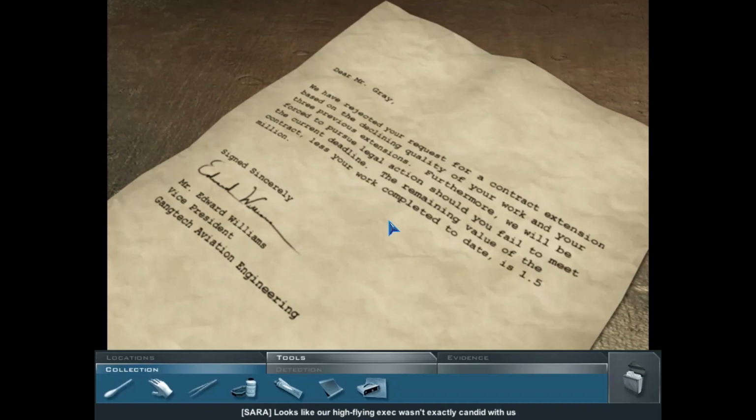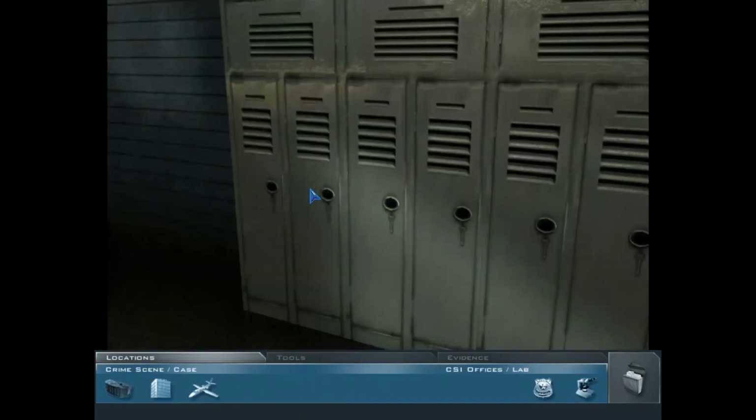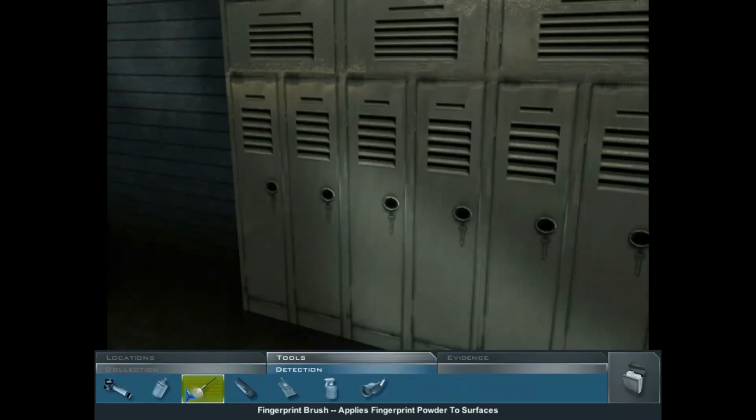Looks like our high-flying exec wasn't exactly candid with us about the state of his corporate affairs. We have a man seriously behind schedule here, facing a loss of a cool $1.5 million. That's what we CSIs call a motive. They're locked. Guess we won't be getting in there. There's no prints here.